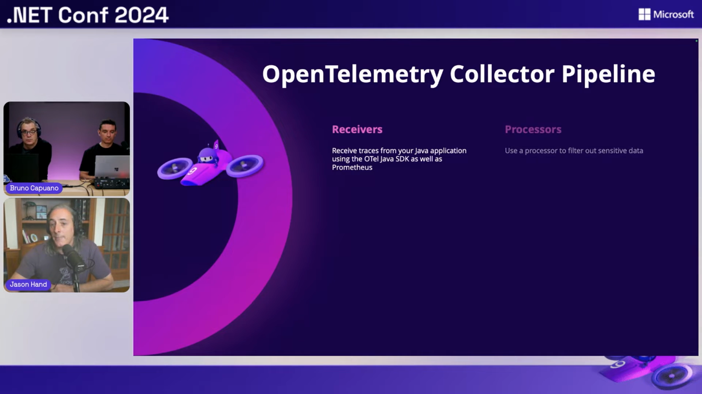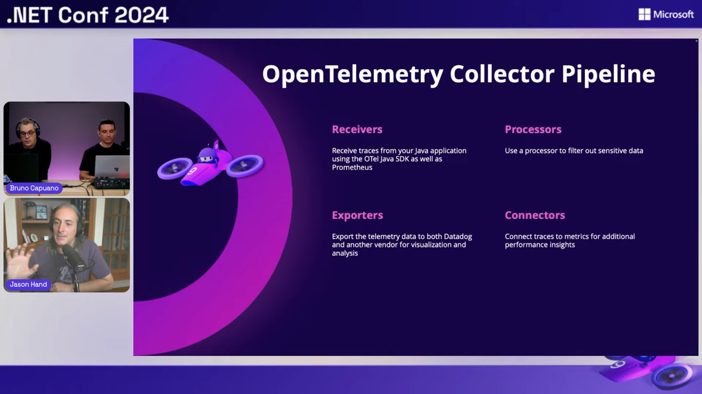Then we also have the processors, which help us transform or filter or enrich telemetry data before we do anything further with it. You can add attributes to it. You can remove sensitive data, maybe aggregate data before it gets shipped over to another place. And then the exporter, which allows us to send the telemetry data to backend systems such as Datadog or really anywhere you want. And then last, the connectors allow us to connect pipelines together. For example, maybe you have the traces pipeline and you can use a connector to send data over to the metrics pipeline.